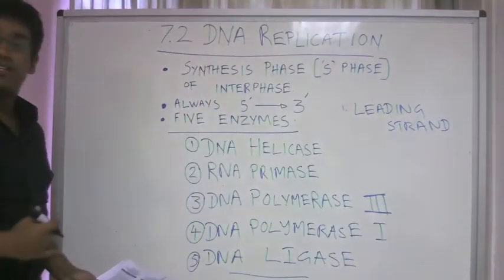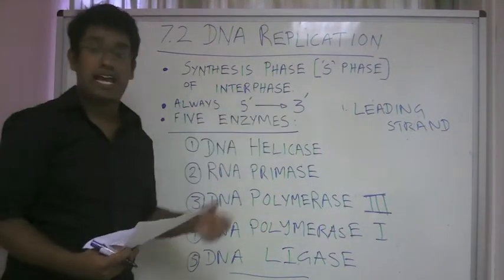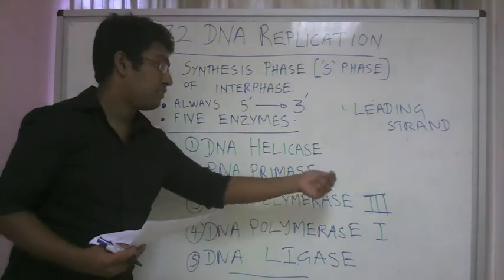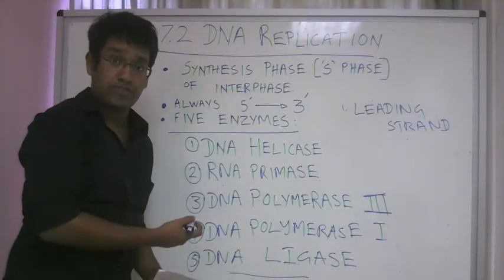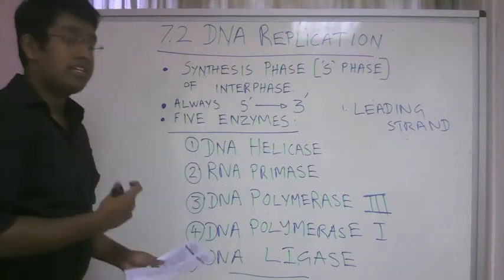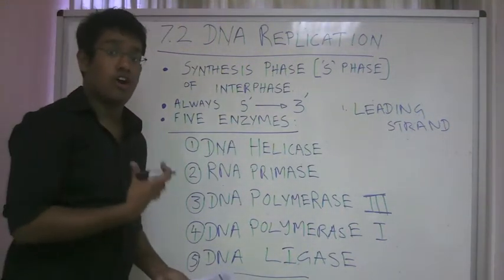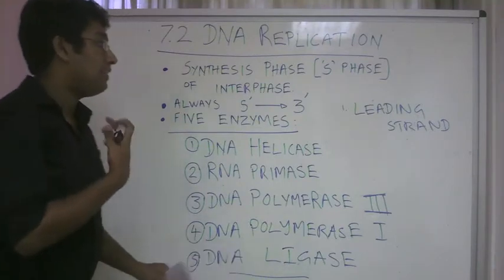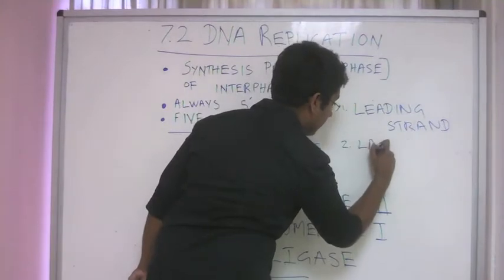While on the other strand, in order to carry out replication in a 5' to 3' direction, the DNA polymerase 3 molecule will be forced to move away from the replication fork. As a result, it produces short fragments of DNA called Okazaki fragments, and this particular strand will be known as the lagging strand.